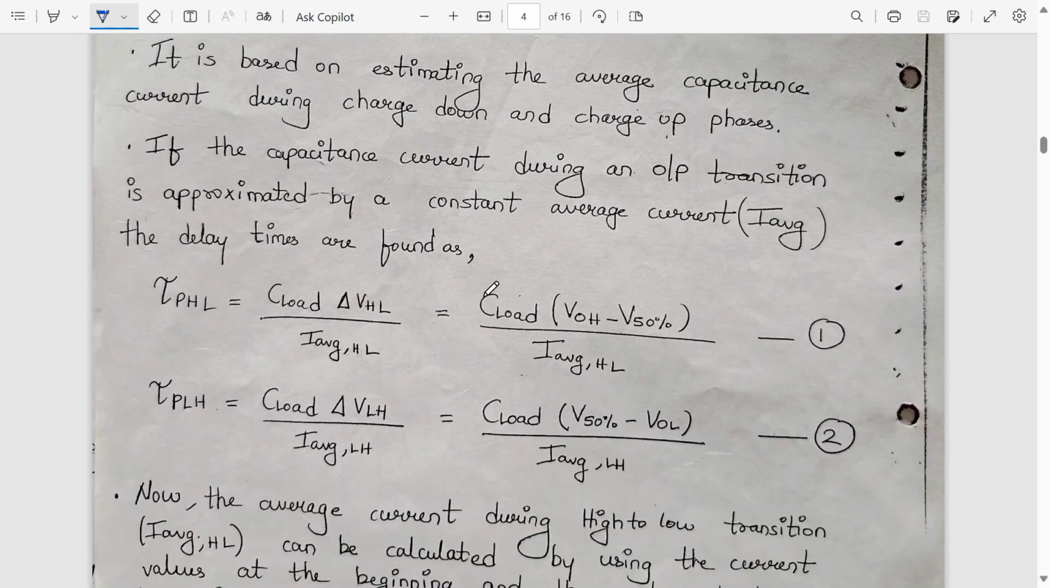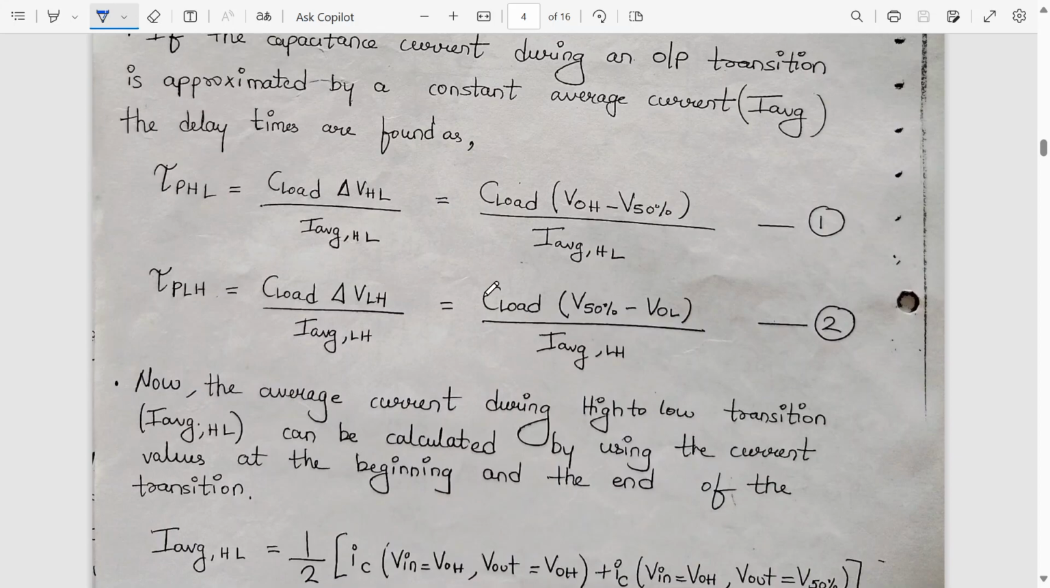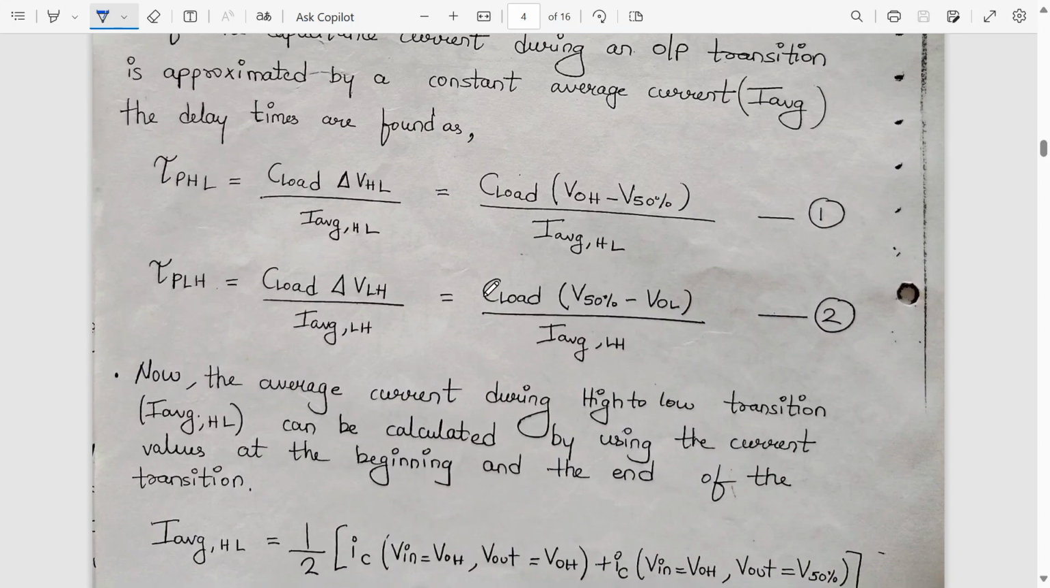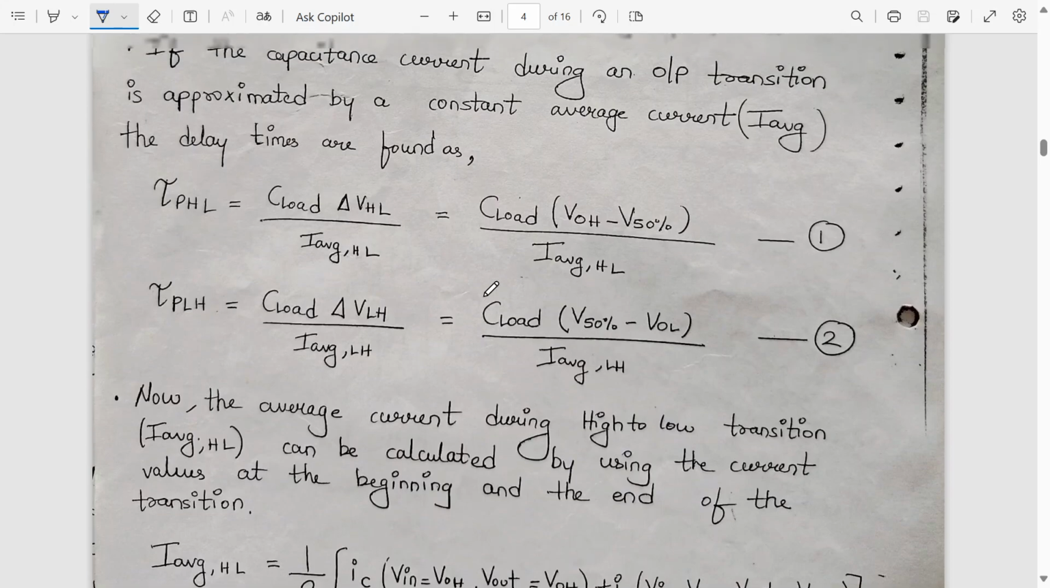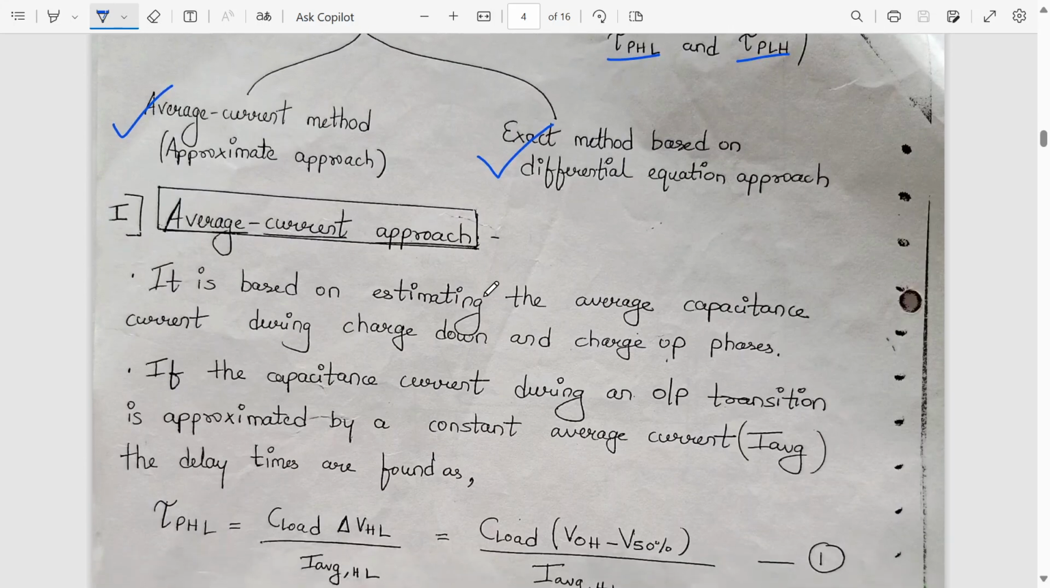Okay. So first we'll start with the average current approach. This approach is based upon estimating the average capacitance current during the charge up and charge down phases. As I already informed you all, we have a CMOS inverter. This is my V in over here. This is my output, and we'll consider a single load capacitance to analyze the circuit.